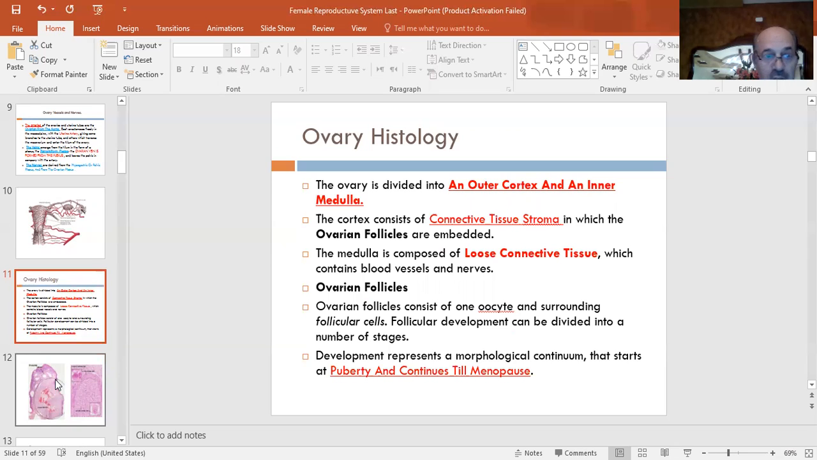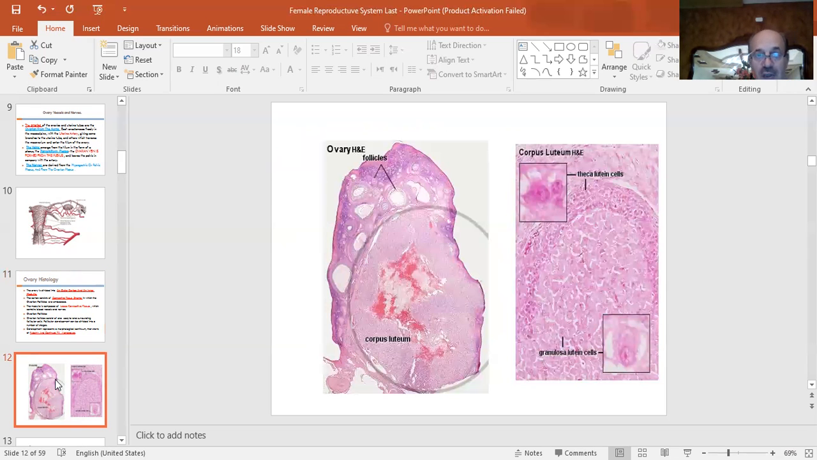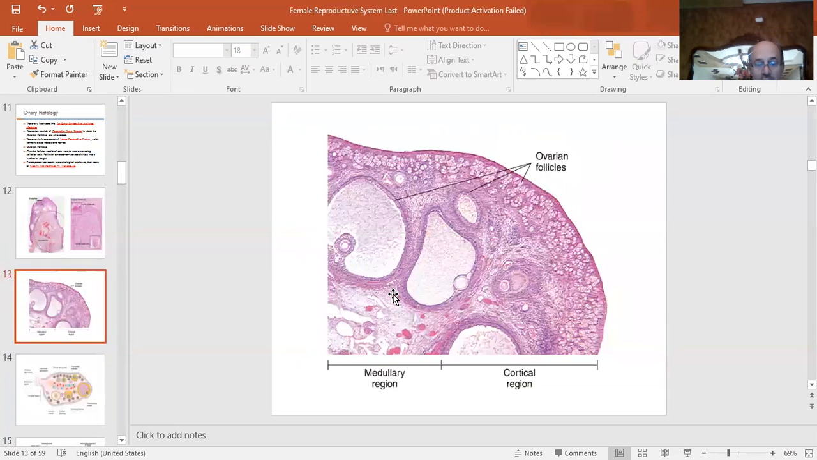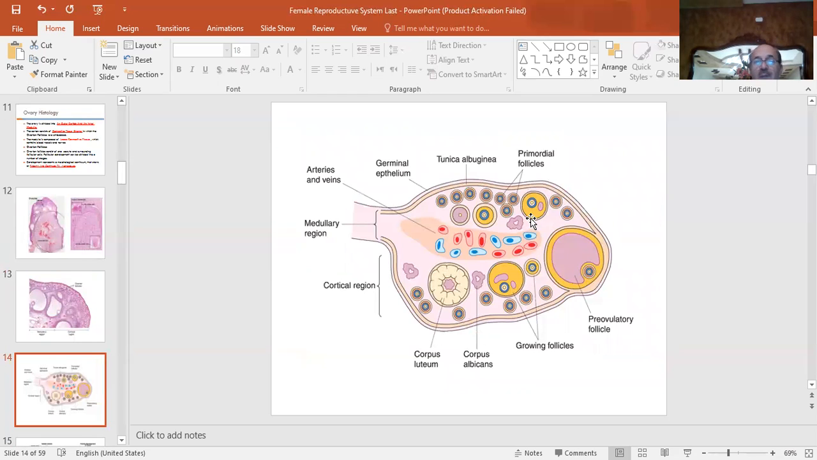Now, this here is a gross section. So you see over here in the cortical region, these circles are actually oocytes in different phases of development. And here you will see the corpus luteum. We'll talk about it in a while. So here you see the oocytes in different developing phases and the actual developmental stages of the primordial follicle.